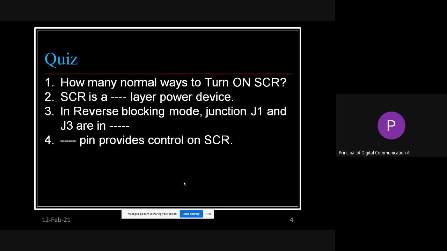So based on that, a few questions I just put for you. If you are remembering, if you have noted down, please just put the answers for these four questions in the chat box. We will wait for 1 minute and we will get the answers for these questions. Otherwise the answers are here, don't worry, but this is the basic for the SCR. So the next part, whatever it is, depends on this only.